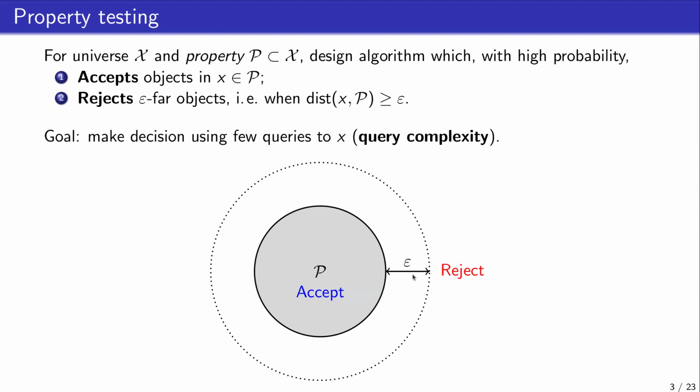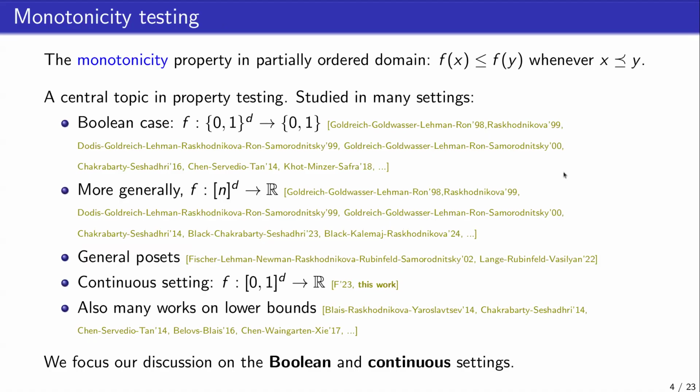We don't care. And the reason why we give ourselves this epsilon room is because we want to make this decision without looking at the entire object X. We want to make just a few queries to it. So we want to minimize our query complexity. And this requires us to make this sort of approximate decision. Okay, so that's property testing. And this work studies the particular problem of monotonicity testing, which is a central classic problem in property testing.